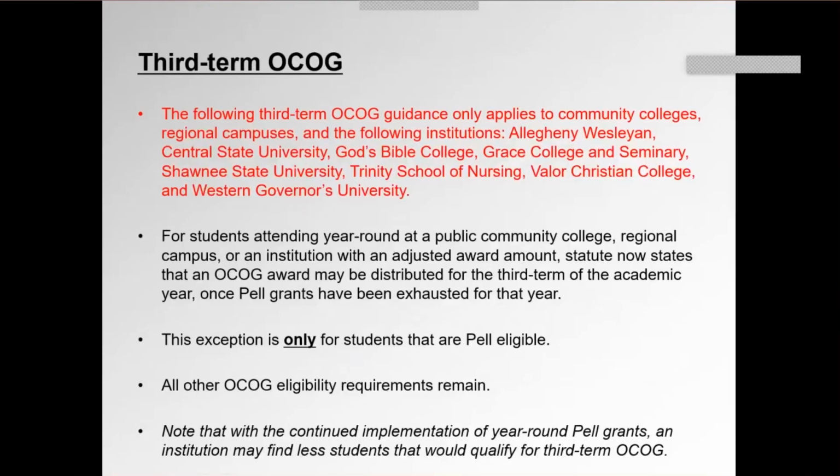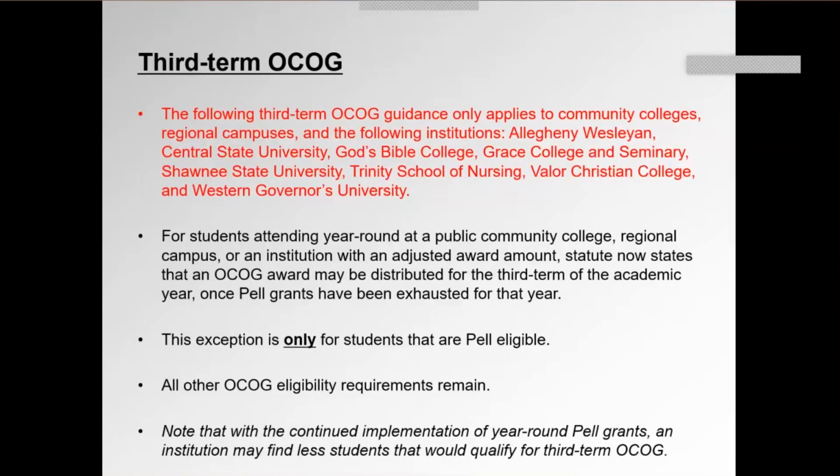And then the final exception is for third term OCOG. So this third term OCOG, not to be confused with the last term of the academic year. So if you're on semesters and your summer, fall, and spring, third term isn't spring. In majority, third term just means that a student has exhausted their Pell. So third term OCOG is for students that are otherwise not eligible for OCOG or for the full OCOG.